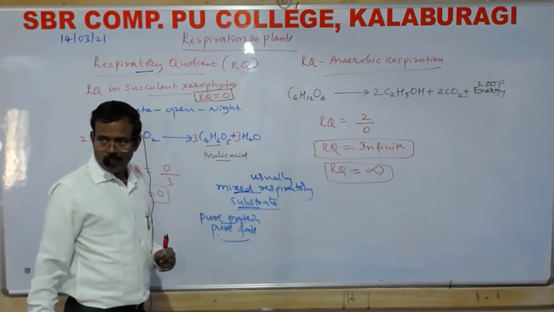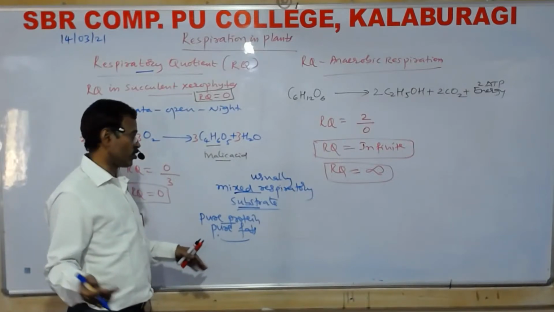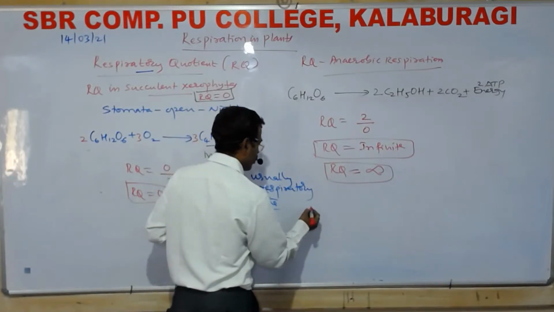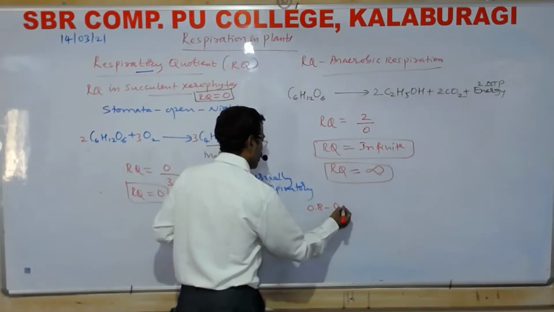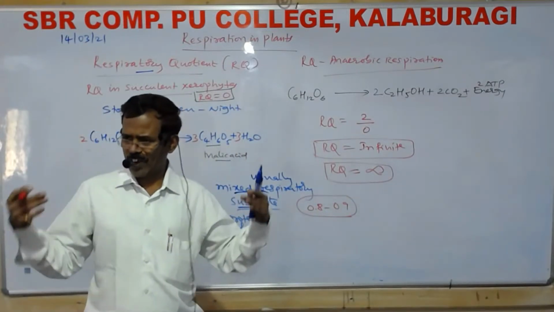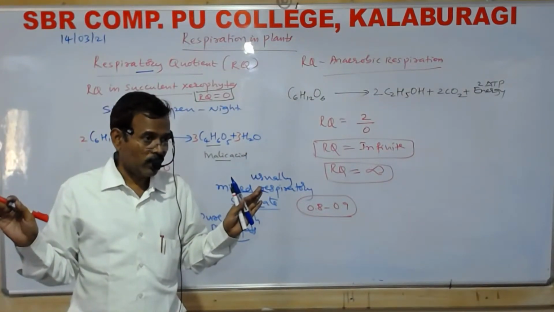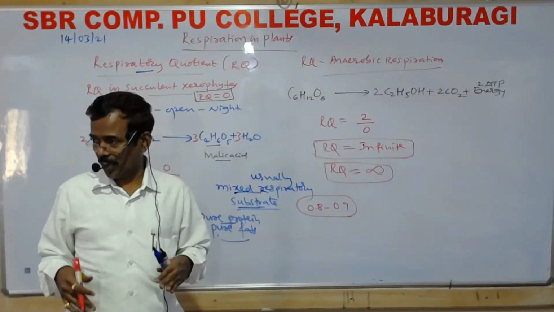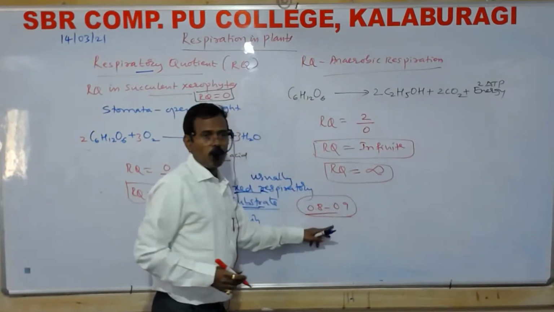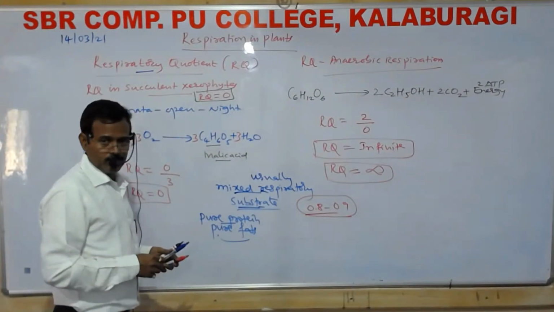You have to keep it in mind. Pure protein or pure fats are not used as respiratory substrate. Usually in a living system, mixed respiratory substrate will be there. Mixed means the cell has carbohydrate, protein, fat. So when it is mixed, the RQ value varies from 0.8 to 0.9. Right?